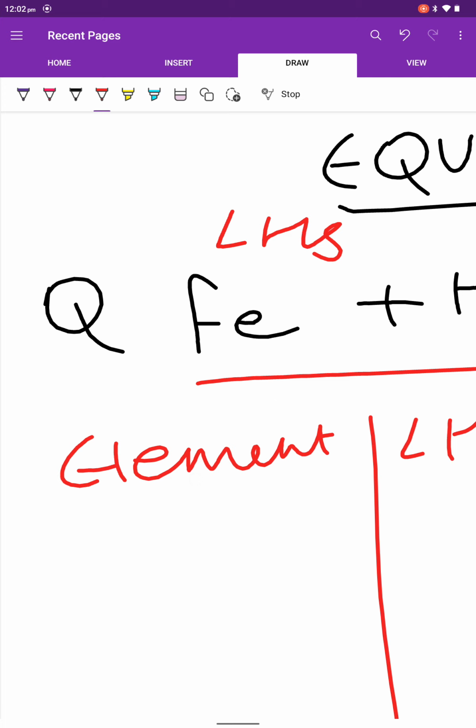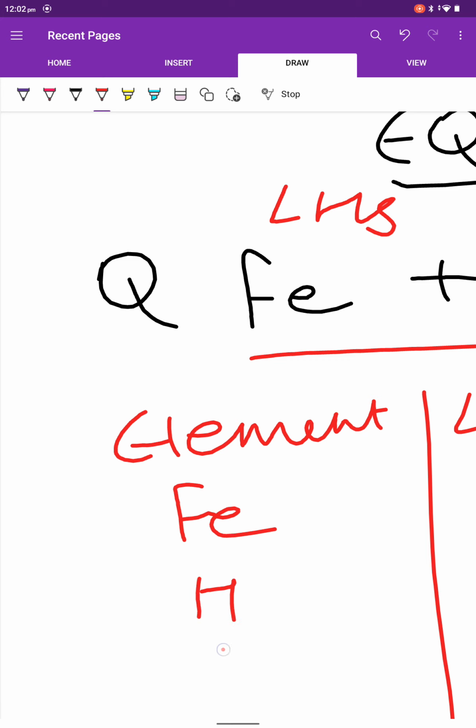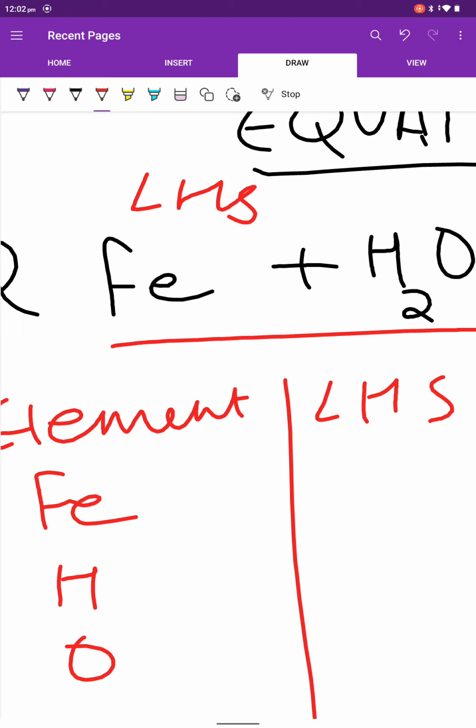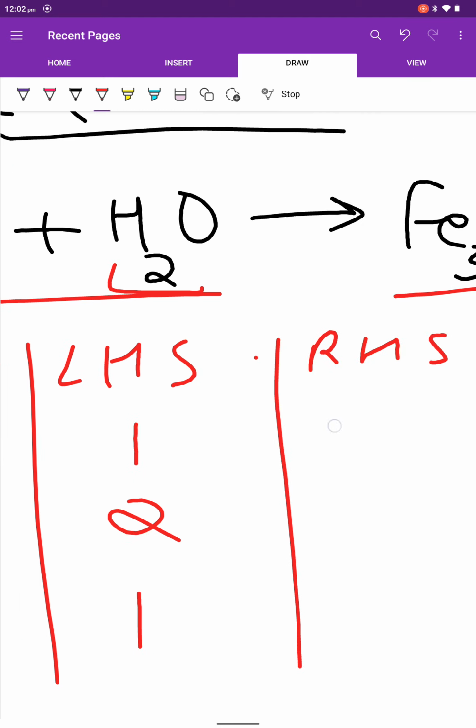First of all, writing the elements: Fe is one of the elements, means iron. Hydrogen is one of the elements. Oxygen is one of the elements. So, हम लोग यहाँ पर देख रहे हैं कि जो Fe है यहाँ पर बेटा, only one Fe है, मतलब एक iron है यहाँ पर. Hydrogen is 2, so hydrogen will be 2 here. But what about the oxygen? Oxygen is only 1 here. Got it? So let's move to the RHS side.